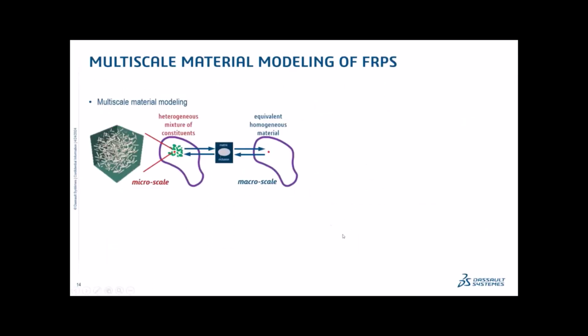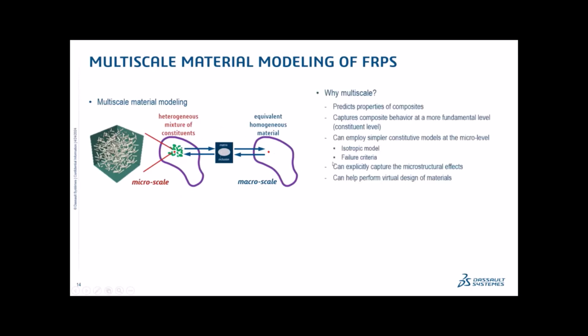So in order to capture the FRP behavior properly in Abaqus, we have a multi-scale material model. So we can perform a homogenization to homogenize the properties and use them in FEA analysis.